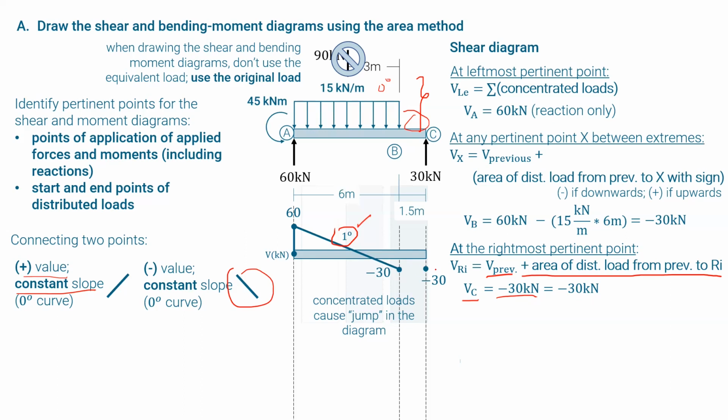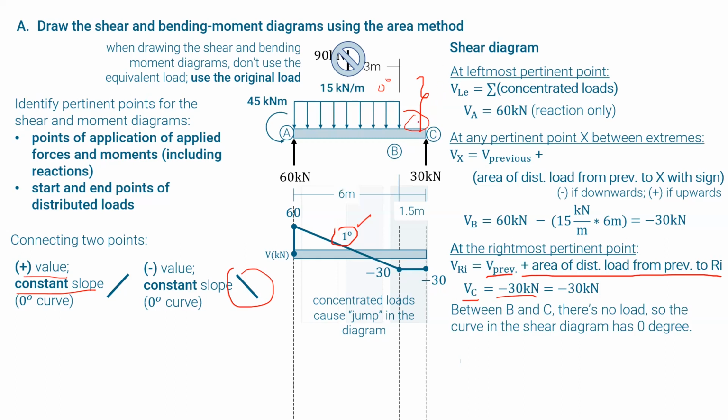Now, pag nagko-connect ka naman ng ganyang instance, walang distributed loading doon sa loading diagram. 0 lang yung slope niyan. In other words, a straight horizontal line. So, between B and C, there's no load. So, the curve in the shear diagram has 0 degree.